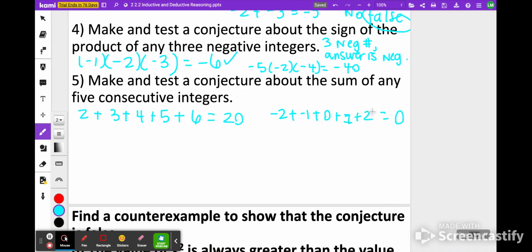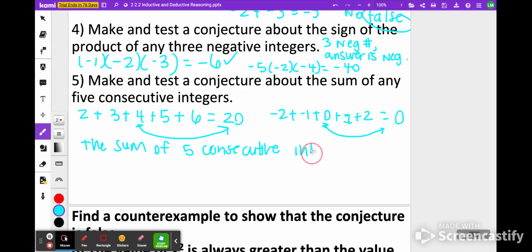The one thing I want to maybe think about is if I focus on the middle number, how does 4 maybe relate to 20? 4 times 5, right? How does 0 relate to 0? 0 times 5. So we can say the sum of 5 consecutive integers is 5 times the middle number. Okay.